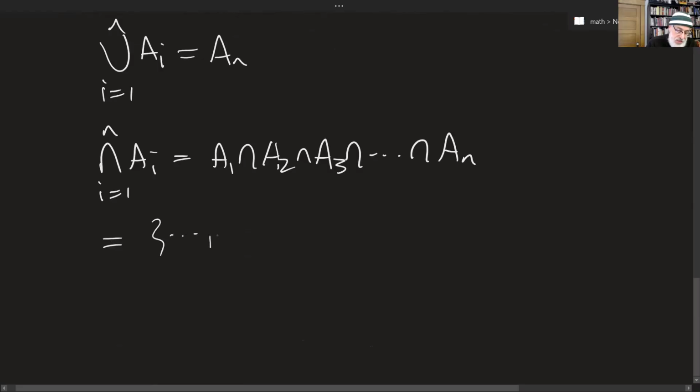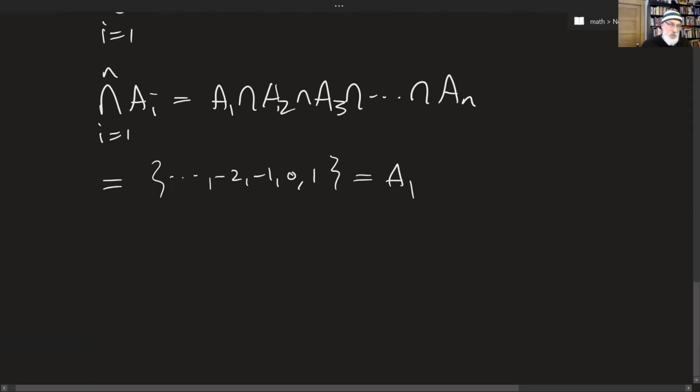So what we are actually left with is all of the negative integers, because each set has the negative integers. Each set has 0, and each set has 1. But that's it. That's all they have in common. So this is equal to A sub 1. Again, with a pattern like this, usually you're going to have the intersection be equal to the smallest set and the union be equal to the largest set, because essentially it's growing on each other or shrinking, depending.